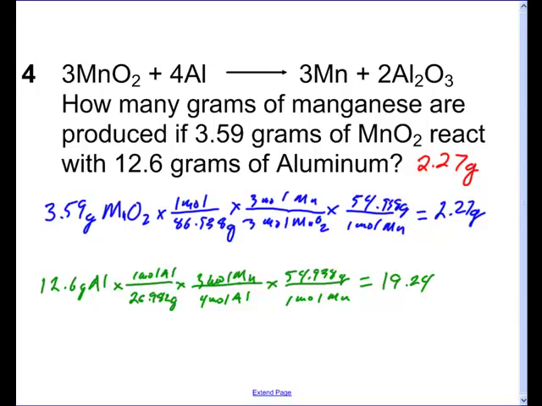So again, if you were asked the question, who runs out first, you would go, well, the MnO2 runs out first. The MnO2 is the limiting reactant. All right, and then as this question asks, how much was made? Well, the answer is right there, 2.27 grams.